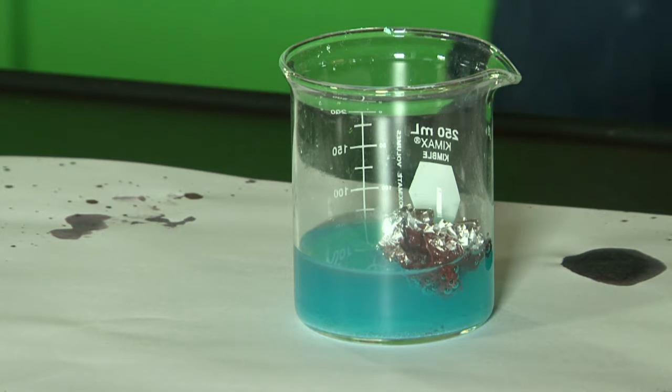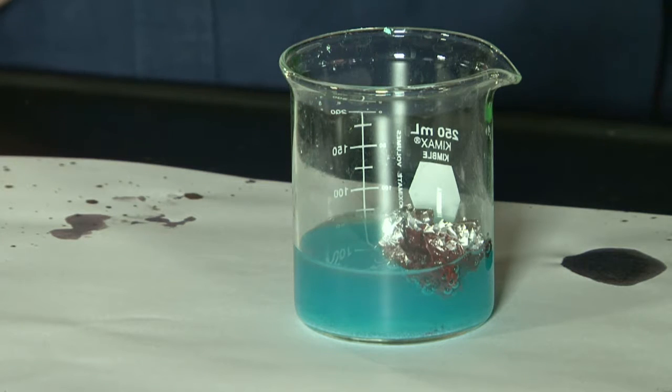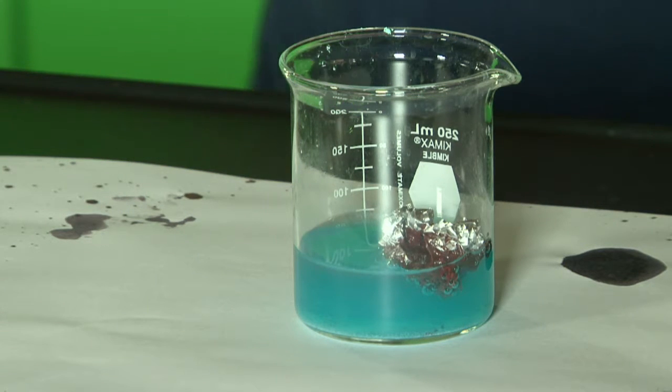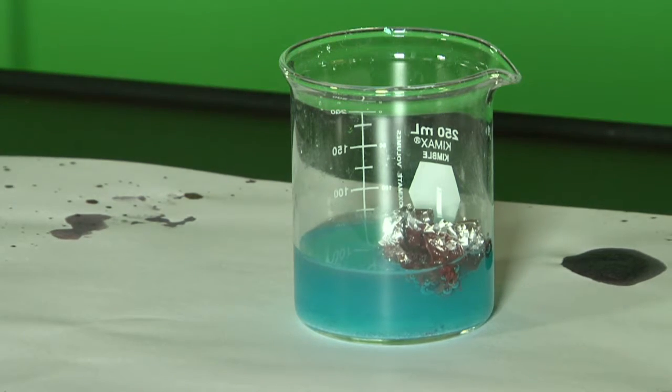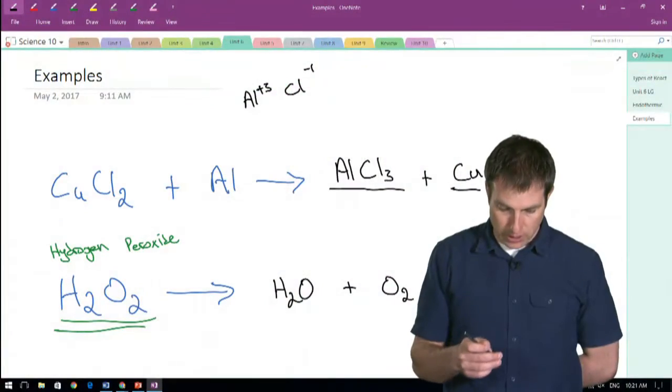What would happen if you put gold in there? I've never done gold, but I would assume the exact same thing would happen. The gold would be put into the solution, and the copper would still come out. So if we jump back to the computer here, we'll look at how this progresses in a second.